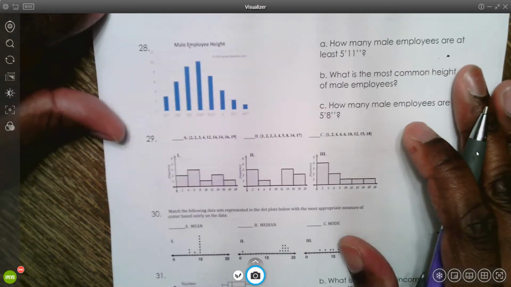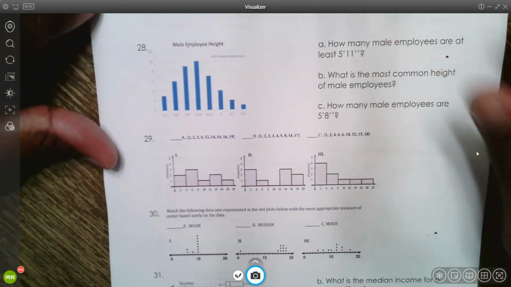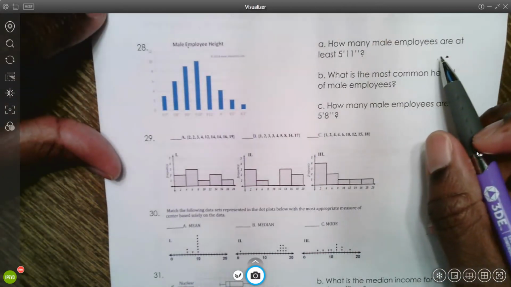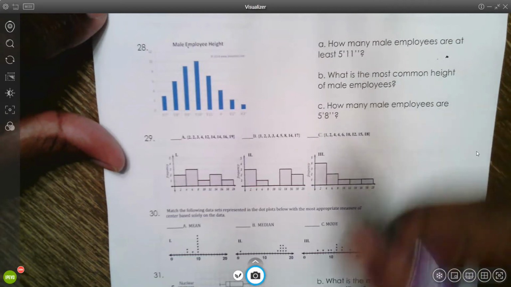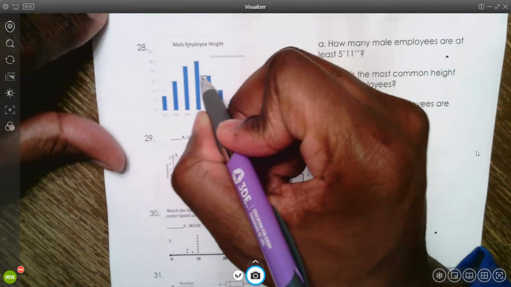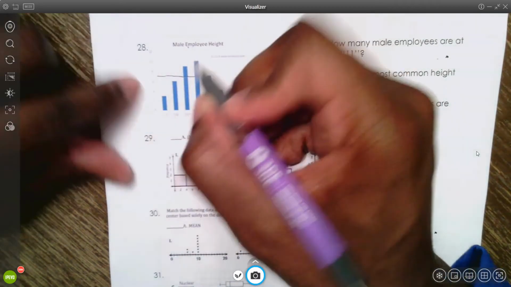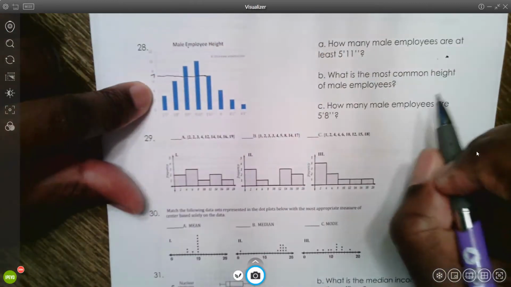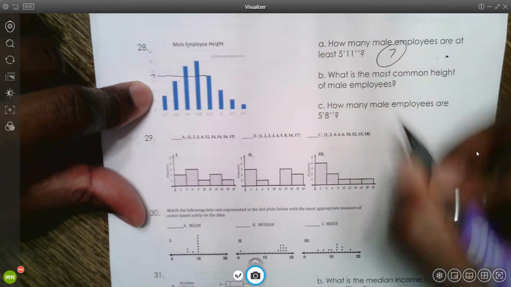All right, next page is number 28. 28 says, how many male employees are at least 5'11"? So I'm going with 5'11" and go for its frequency. And that looks to be about 7 right there. It's in the middle of that, so 7.